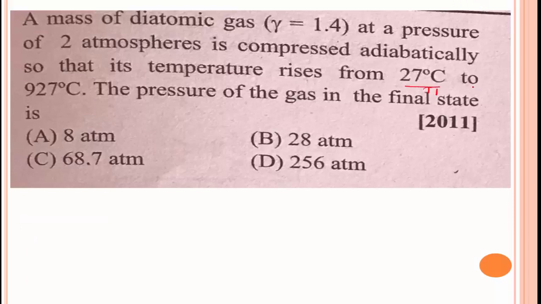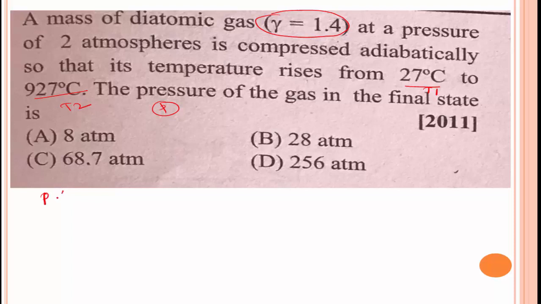This is T1. Its temperature rises from 27 degrees Celsius to 927 degrees Celsius. This is T2. Now we have to find the pressure of the gas in the final state. In this problem, it is a diatomic gas, and gamma for a diatomic gas is 1.4. Here, the pressure of the gas in the final state.